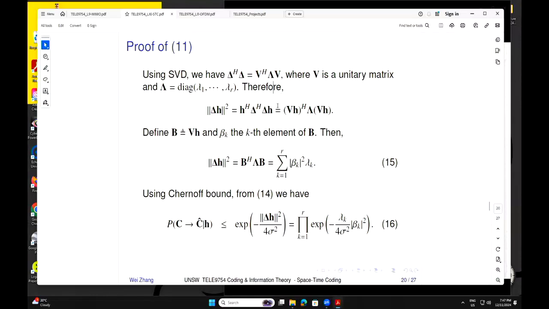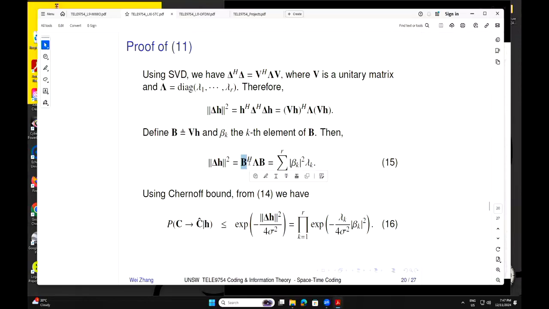You substitute into this equation, so you can get this formula. This step so far is still a simple calculation. It's still the same. And now you define the new one, B, as this column. Then you can get B Hermitian lambda B. Lambda is the diagonal elements. B is a column vector, and B Hermitian is a row vector.